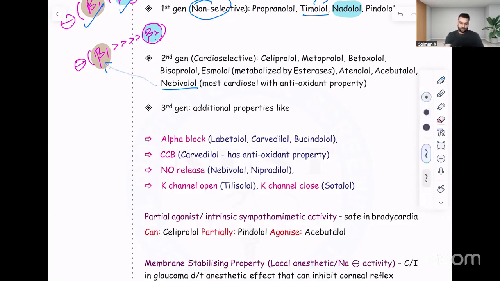Now, listen to my next statement very clearly. Based on the cardioselectivity, I have written this drug in the second generation. Yes, I have written it there. But actually, if the question asks you, you can go for the third generation. If they ask nebivolol, you can answer third generation. Why? Because if a drug is having some extra property, it should be called third generation.